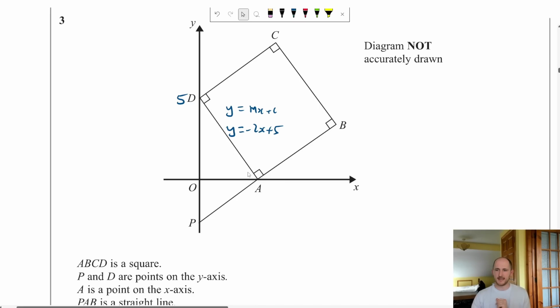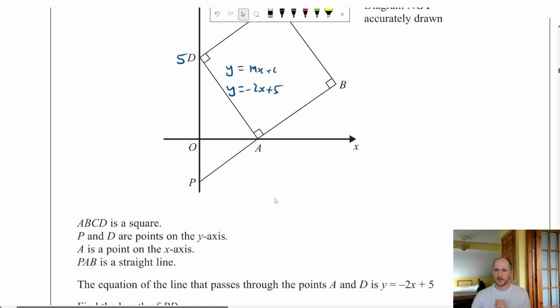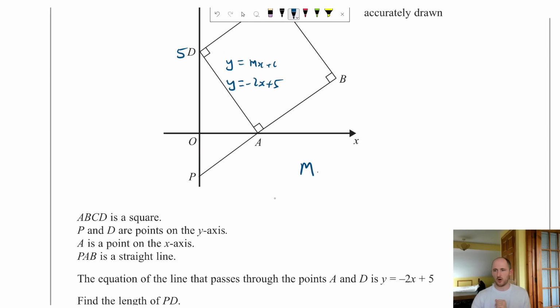The line DA and PAB are perpendicular, which means the gradient of PAB is the negative reciprocal of the gradient of DA. So if this gradient's minus 2, all we do is we change the sign, so now it's positive, and we do 1 over it. That's my gradient of a line. Now, what two things do you need to work out the equation of a straight line? Well, you need the gradient and you need a coordinate.